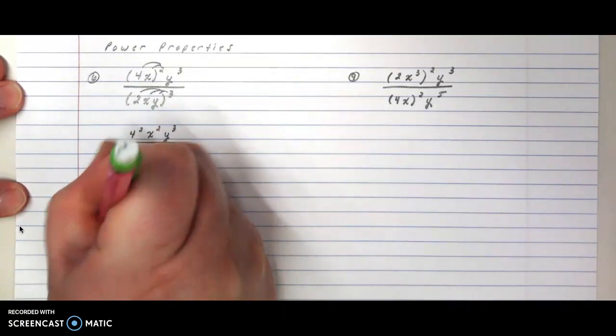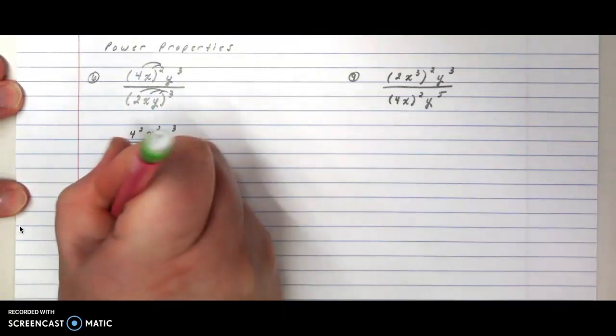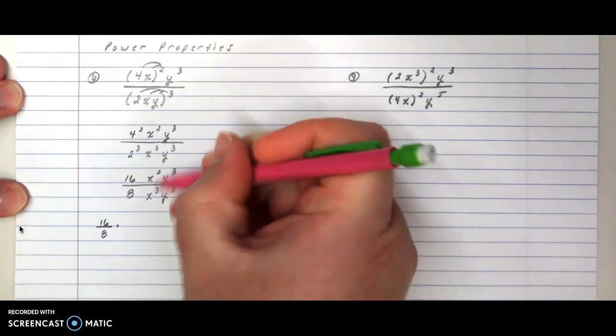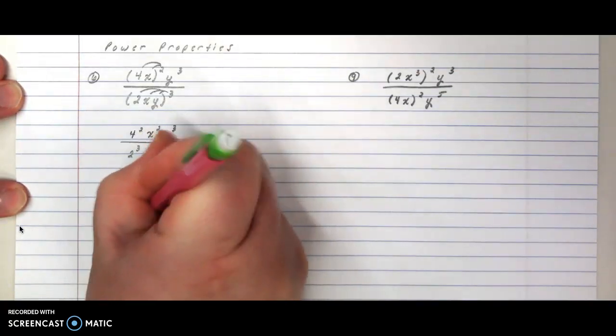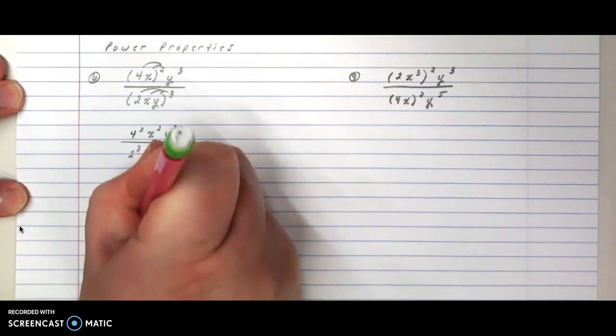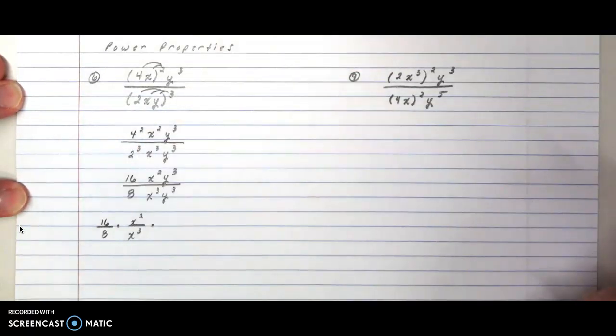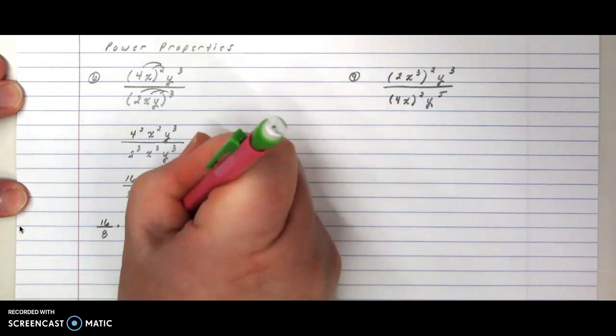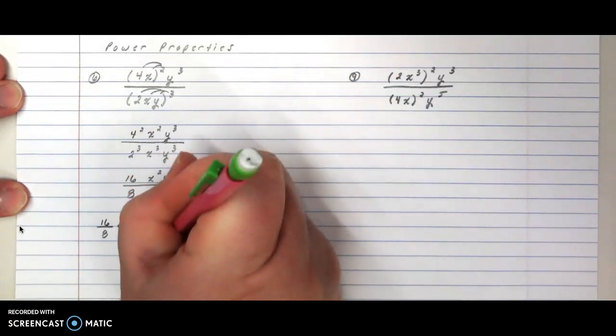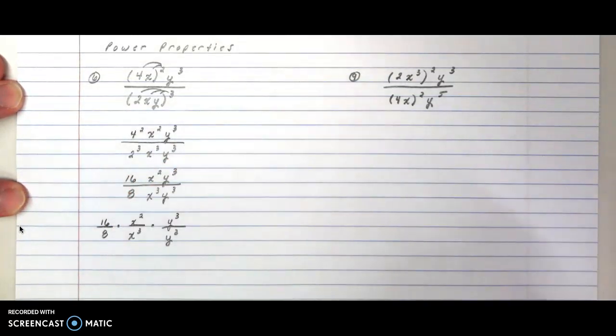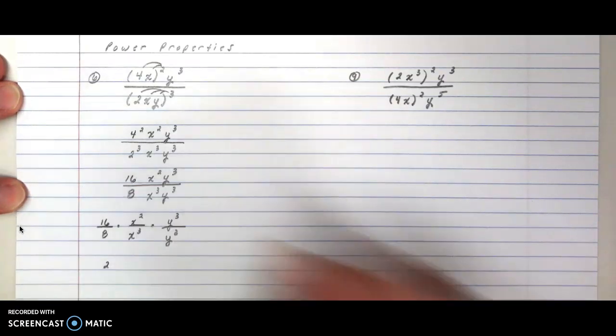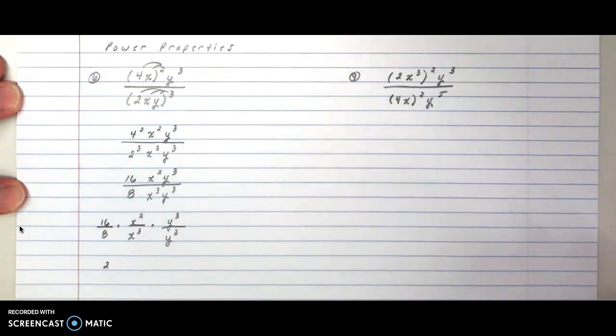So you could do 16 divided by 8 times these two: x squared over x cubed, and then y cubed over y cubed. This way it separates it and takes our focus down to one thing at a time. So 16 divided by 8 we know is 2. Then x squared over x cubed.